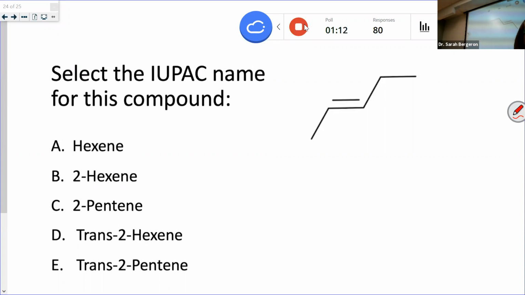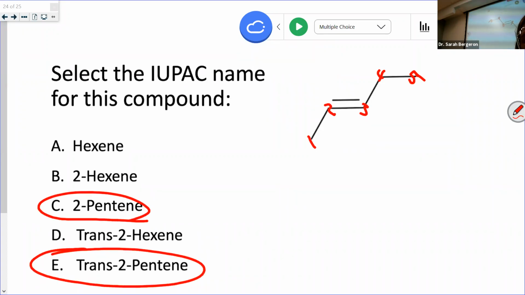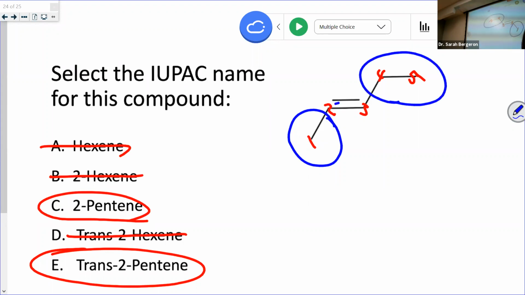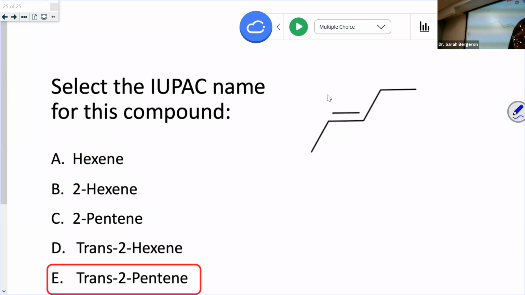Okay, so when you were looking at this, how many carbons? So what's 5? Pent. We only have 2, right? So we only have 2 choices. What do you notice about that double bond? We have one going below the double bond, and we have one going above, right? If we drew our dotted line. So what do we know about that? That must be trans. That must be trans, right? So we have trans-2-pentene.